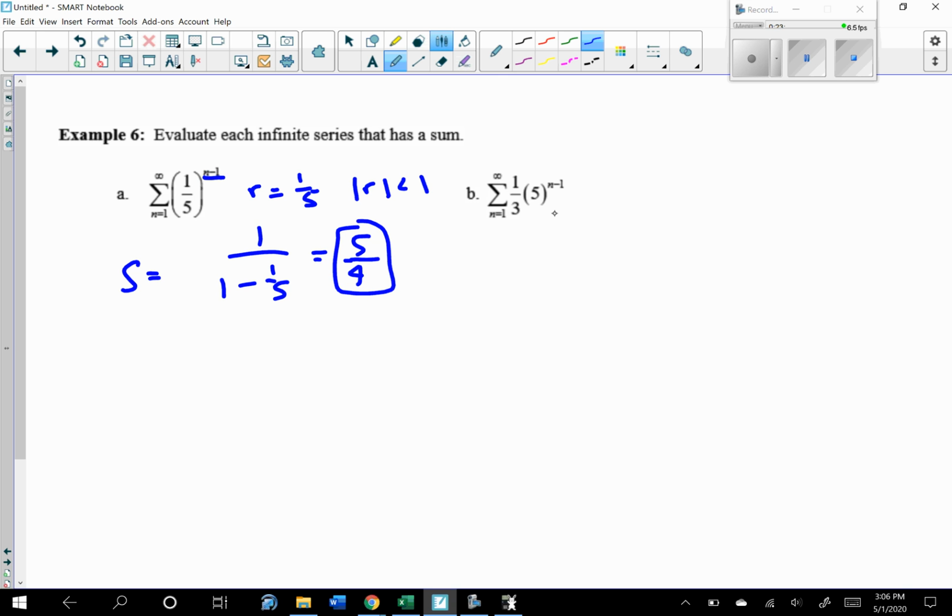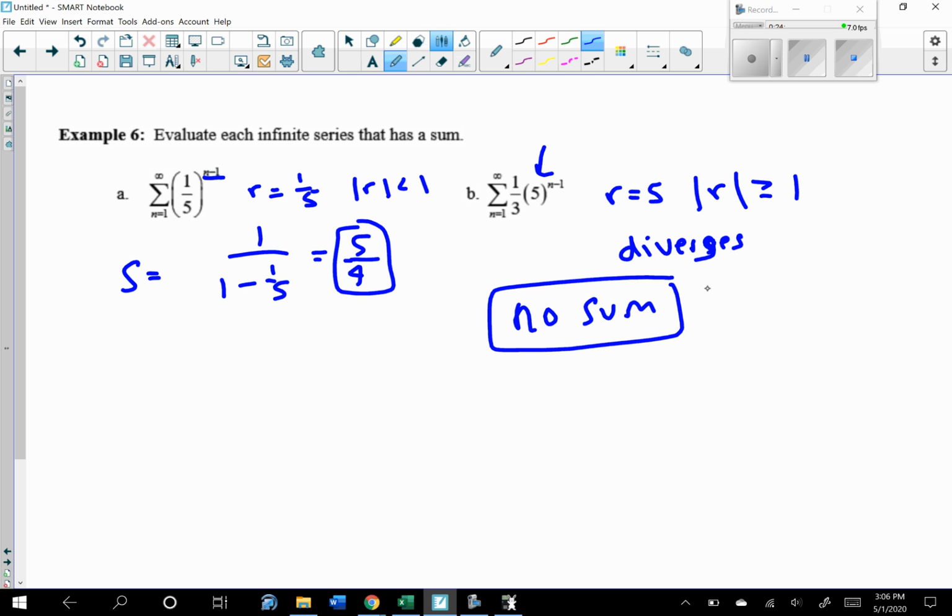Over here, we do the same thing. So we want the sum of all the terms. So in this case, we have r equal to this value here, which is 5. So the absolute value of r in this case is greater than or equal to 1, which means that this diverges, which has no sum. And that's it.